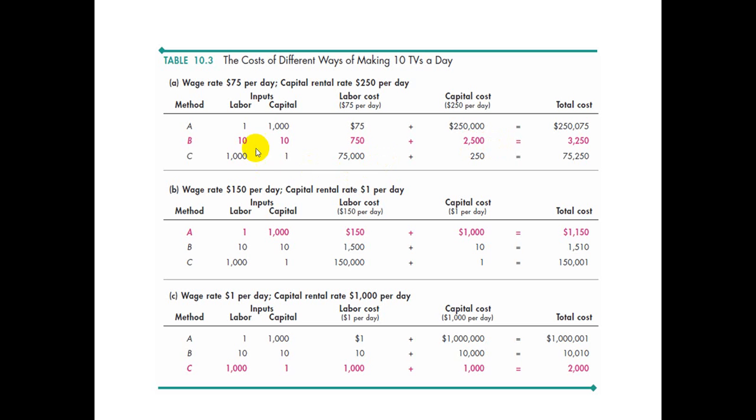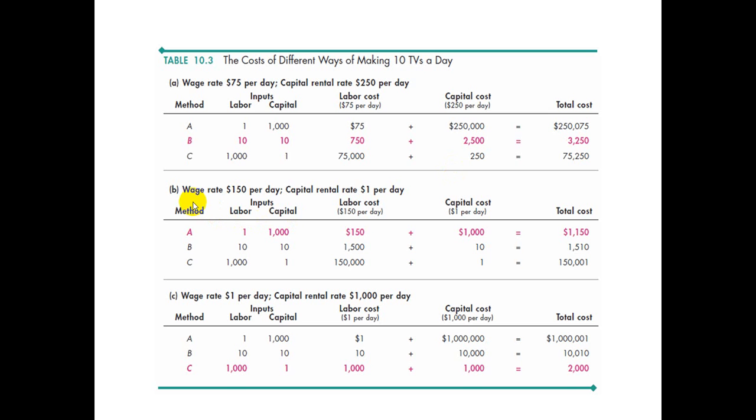Here we will use 1,000 labor and just 1 unit of capital. The cost of labor here is 75,000 plus capital cost 250, so the total cost equals 75,250. The least cost here is method number B, 3,250. The other way, number B.